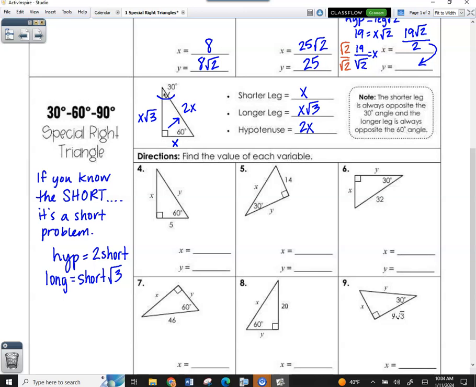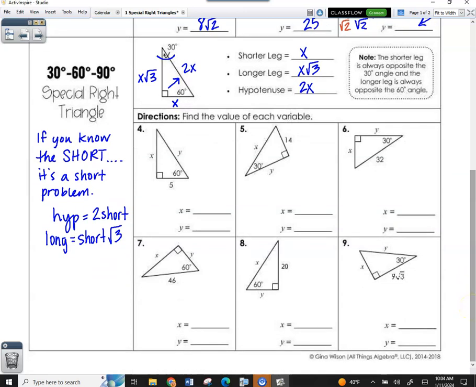The one scenario that makes it a long problem is if you only know the, what do you think? Someone say long side. Long side. If you only know the long side, it's a long problem. Okay? So I'm going to draw a line to kind of give you a setup. Like, if you know the long, dot, dot, dot, it's a long problem.